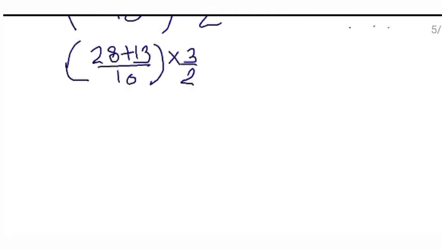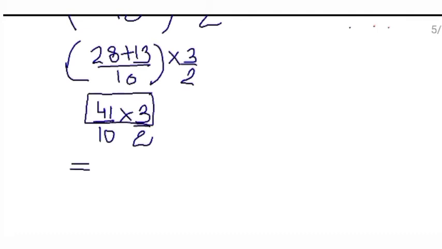Add them. 28 plus 13 is 41 upon 10. Multiply 3 upon 2. Now denominator and numerator both are not divisible by any same number. So simply multiply the numerators. 41 multiply 3 is 123. And the denominators, 10 multiplied by 2 is 20.